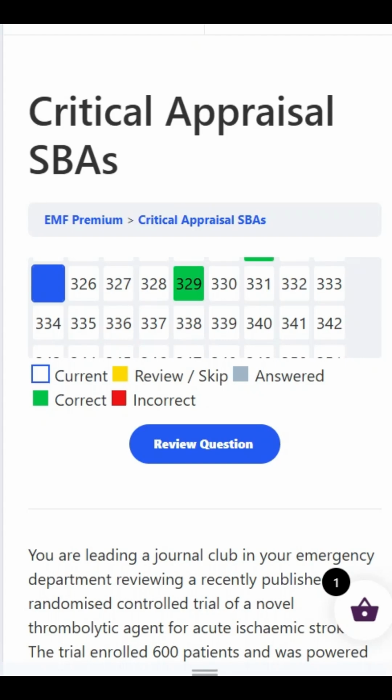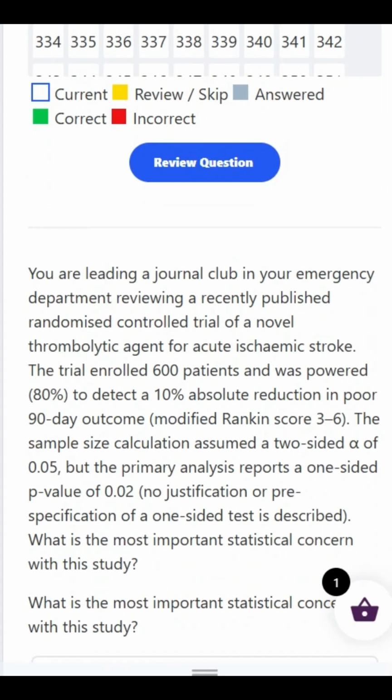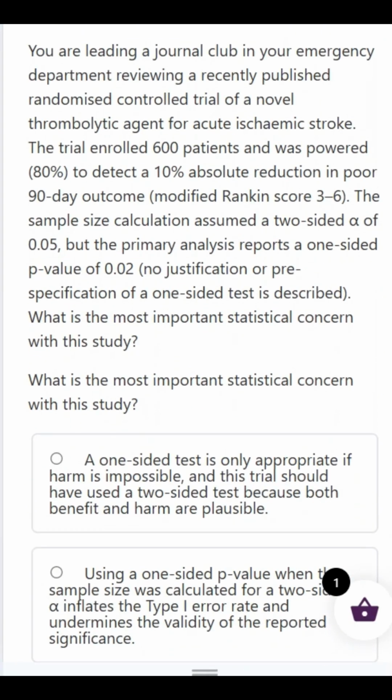Here's a great question on research design in the ED, focusing on statistical analysis in clinical trials. You're leading a journal club reviewing a randomized controlled trial of a new thrombolytic for acute ischemic stroke. The trial enrolled 600 patients and was powered at 80% to detect a 10% absolute reduction in poor 90-day outcomes, defined by a modified Rankin score of 3 to 6.